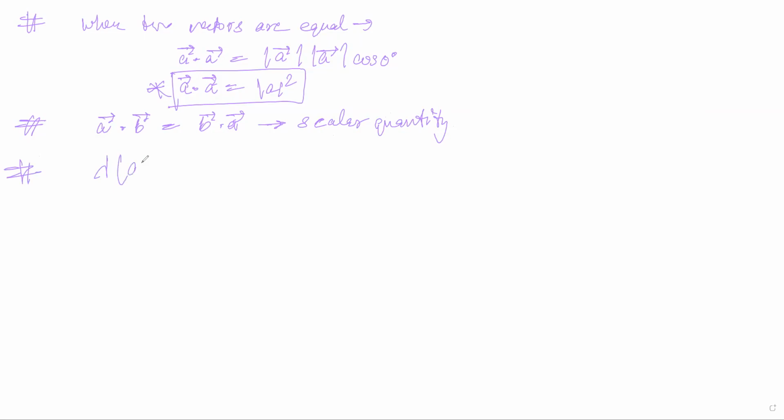Similarly, lambda times A dot B, scalar multiplication of dot product is similar to simple multiplication with a vector, or it can also be written as this. So lambda can be taken with A or B.